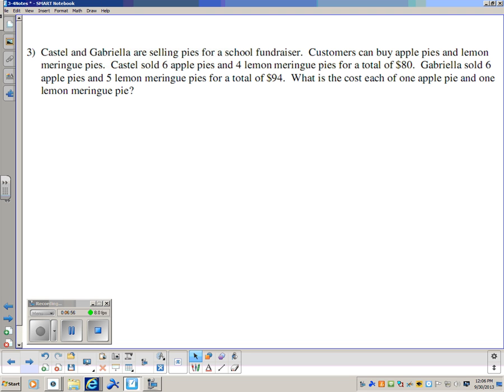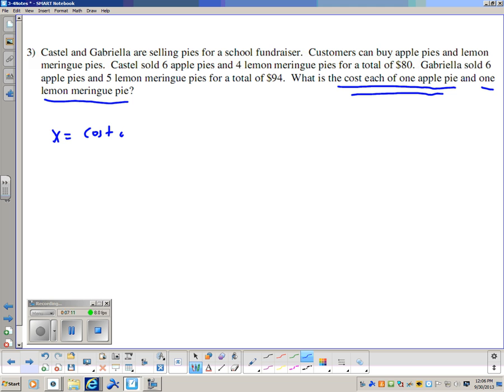All right. So now we've got some pies up here. Again, I'm going to look at the question here first. It says, what is the cost of one apple pie? And then we got the cost of one lemon meringue pie. So I'm going to say x equals cost per apple pie. Y equals cost per lemon meringue pie.